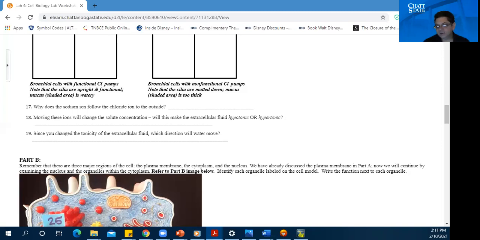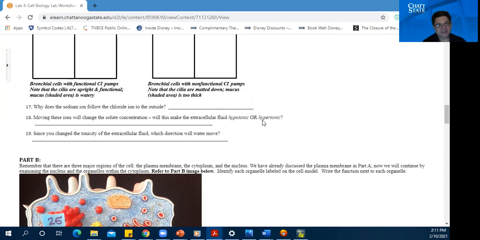Number 18, well, moving through these ions, will it change the solute concentration? Will it make the extracellular fluid hypo or hyper? Hyper. It moved solute outside of the cell, right? The chloride and the sodium? Yes. Which made the outside hypertonic, because we move solute in that direction on the outside. So it's asking about the extracellular compartment, which would be hypertonic.